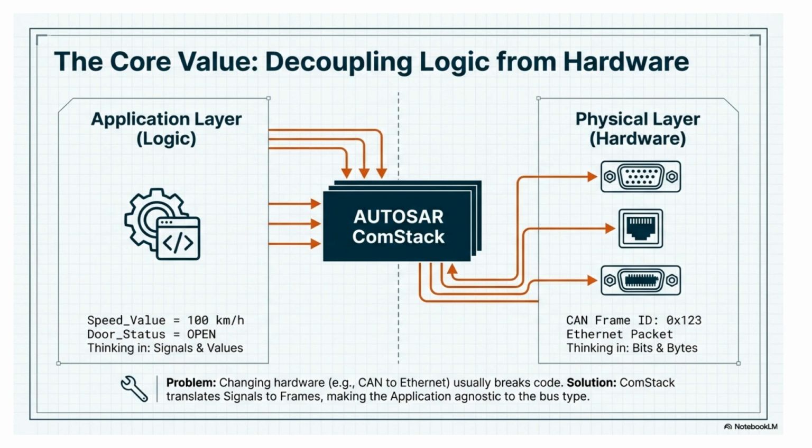In older automotive systems, application code was tightly linked to specific bus technologies, so switching from something like CAN to automotive Ethernet often required major software changes. Comstack removes this dependency by letting the application layer work only with signals and values, such as a vehicle speed of 100 km per hour. The lower layers then convert these signals into protocol-specific data like CAN frame IDs or Ethernet packets. This separation improves software reuse across different vehicles and hardware platforms while keeping applications independent of the underlying communication technology.